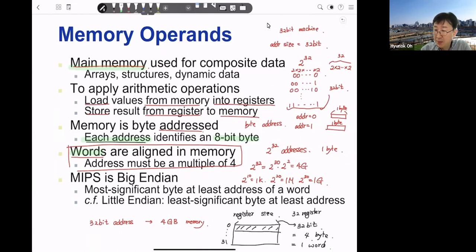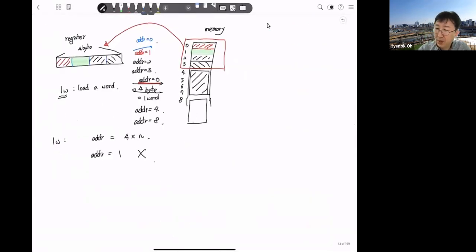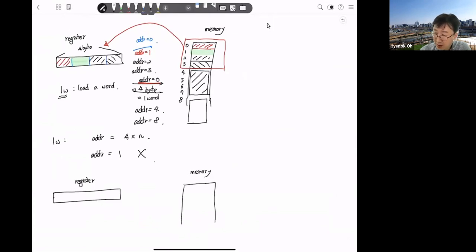And the last one, MIPS is big endian. What big endian means is a very simple thing. So there is a register and there is a memory. The memory has addresses 0, 1, 2, 3, and each one is mapped to this register, right?